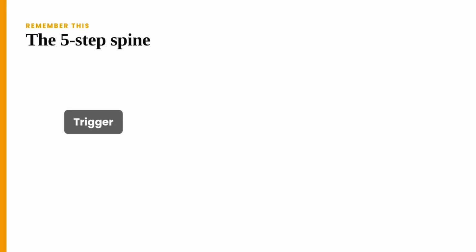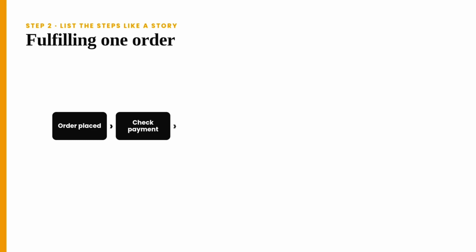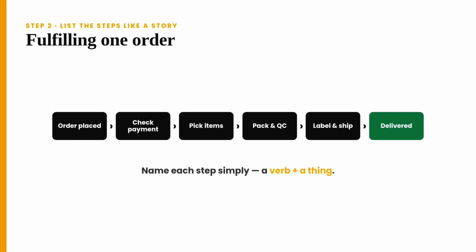Second word is steps. Now we list what happens in order. You don't need to be fancy. Just say it like a story. The order comes in, someone checks the payment went through, the warehouse picks the item, they pack it, they check it's right, shipping prints the label and the courier takes it. It arrives and that's all.